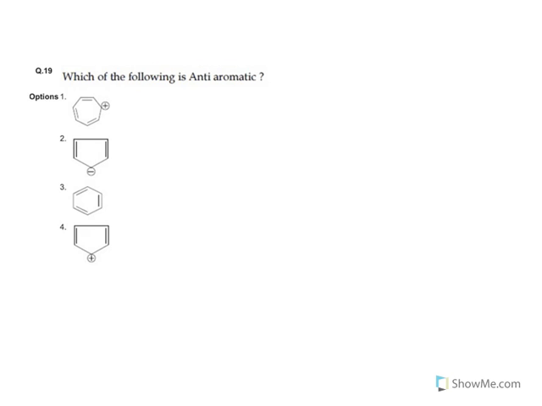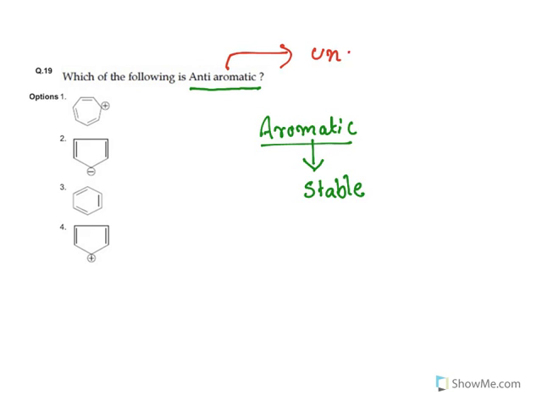Let's get into this. Now, one of the questions asked in this GPAT 2020 is, which of the following is anti-aromatic? We keep listening about aromatic compounds, but there is a concept called anti-aromaticity. The uniqueness of aromatic compounds is they are highly stable because of resonance. The moment you see resonance, it gives stability to the compounds. Whereas anti-aromatic compounds are highly unstable. So we need to know the differences between aromatic and anti-aromatic.